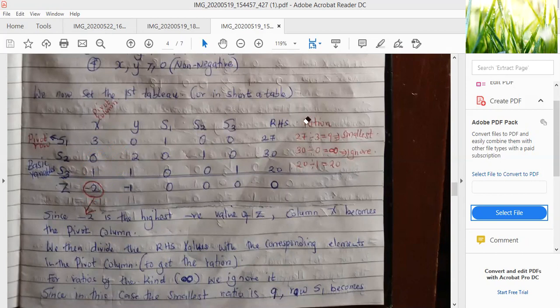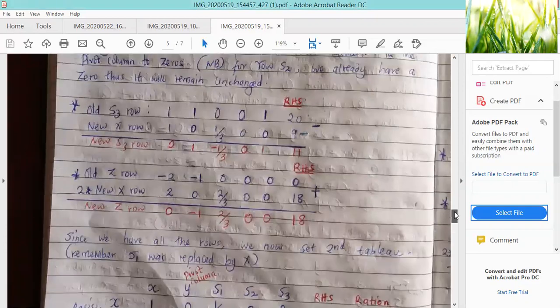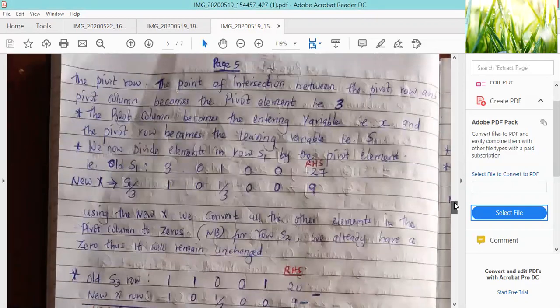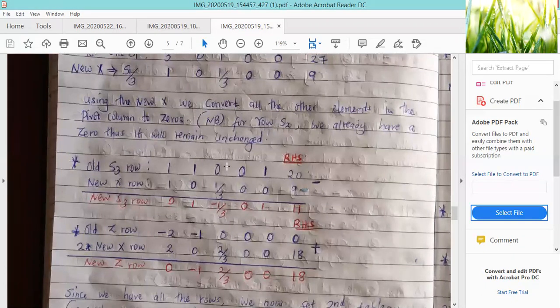Let me start with the row S3, because we have said S2 we have already achieved a 0. When we established our first table, we had a 0. We don't want to interfere with that. But for S3, we must change this one to a 0. And again, on our row Z, we change the -2 to a 0. So I'll start with the S3. Our old S3 row, extracted from table 1, was 1 1 0 0 1, all the way to 20 as our right-hand side value. But how do I make this value here equivalent to 0?